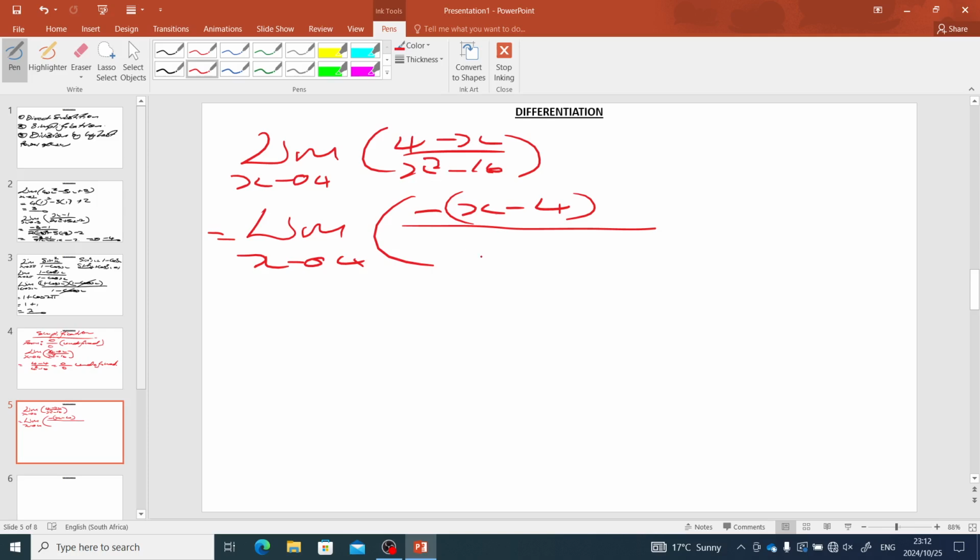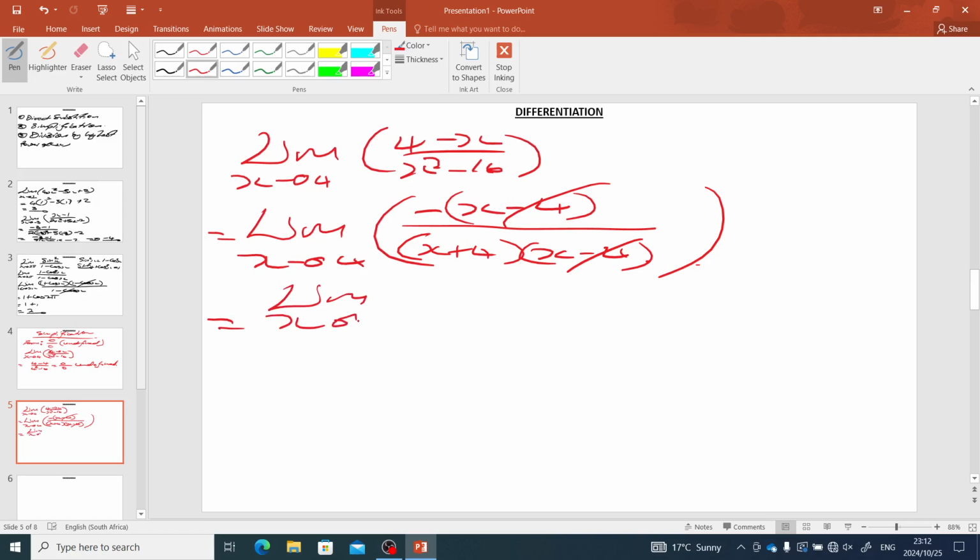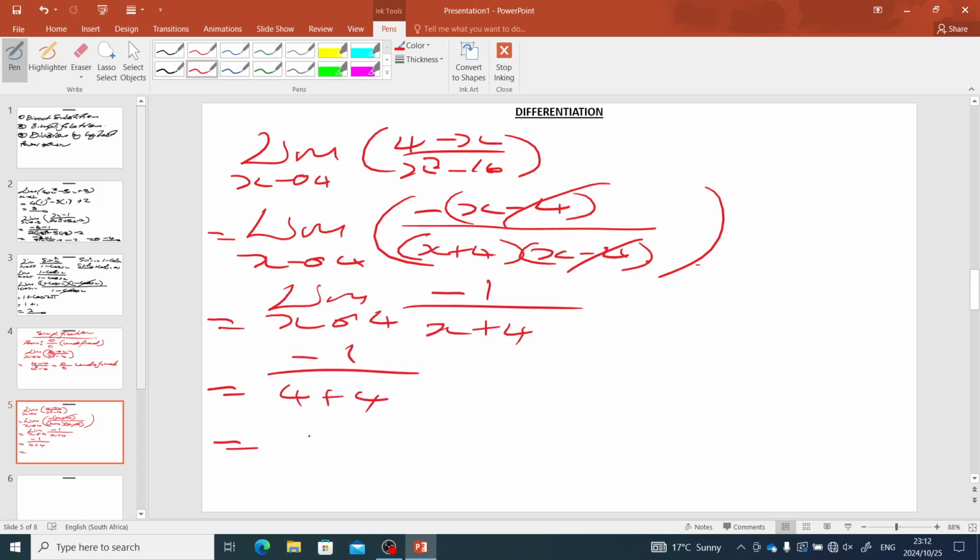Then here we are having the difference of two squares. That means it will be x plus 4, open bracket, close bracket, x minus 4. Then x minus 4 and x minus 4 will cancel out. Then I'll be left with the limit as x approaches 4 of negative 1 divided by x plus 4. Now, we can do direct substitution. Negative 1 divided by 4 plus 4, then our answer is negative 1 divided by 8.